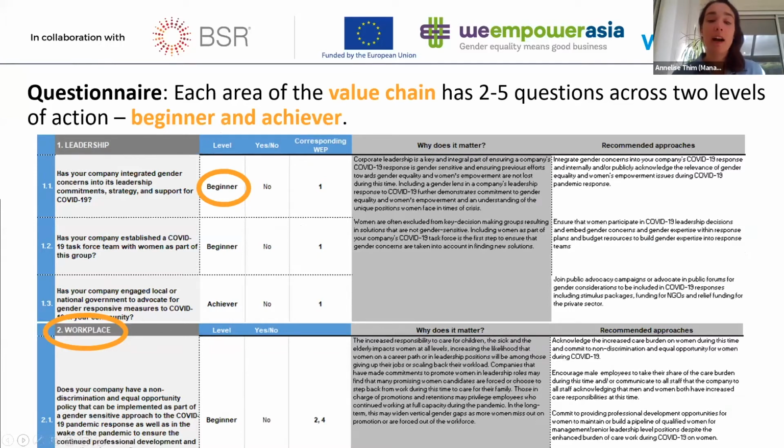So here's a screenshot. You can see that the questions are divided into the areas of the value chain. Here we can see leadership and workplace, but it also covers marketplace, community, and sex-disaggregated data. Under each of these areas, there's a series of questions that you will respond to that are also divided between beginner and achiever level. The beginner is what we believe all companies should be doing, and the achiever is, once you've achieved those beginner-level questions, how can you take that even further, often by looking outside into the wider community, but also using your voice as an advocate for women's rights during this time.